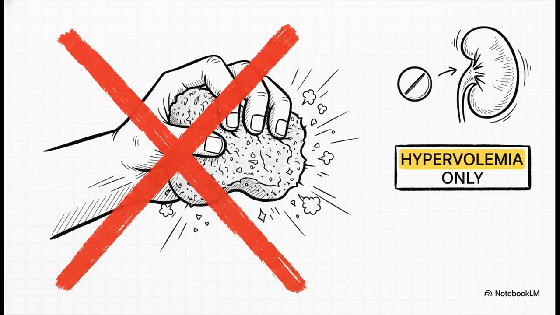Okay, now this is huge. I really need you to lock this in because it's a super common and dangerous myth. You should never use diuretics just to make urine or to try and prevent AKI. The evidence is crystal clear. It just doesn't work. It's like trying to wring water out of an already bone-dry sponge. You're just going to cause more damage. Diuretics have one job here and one job only: to manage volume overload, period.